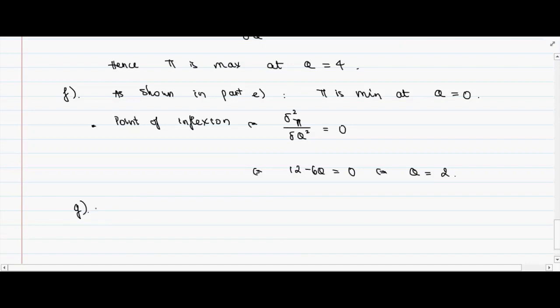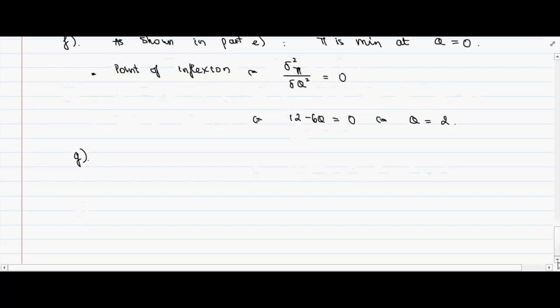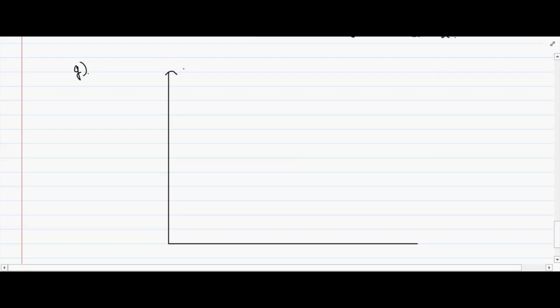Okay, for values of output Q between 0 and 6, sketch the revenue, cost and profit functions. Alright, so over here I have a diagram where I want to show the total revenue, total cost and the profit, and I have quantity Q over here.